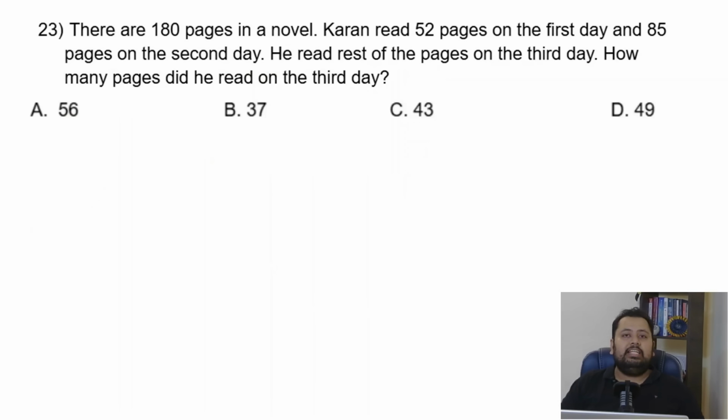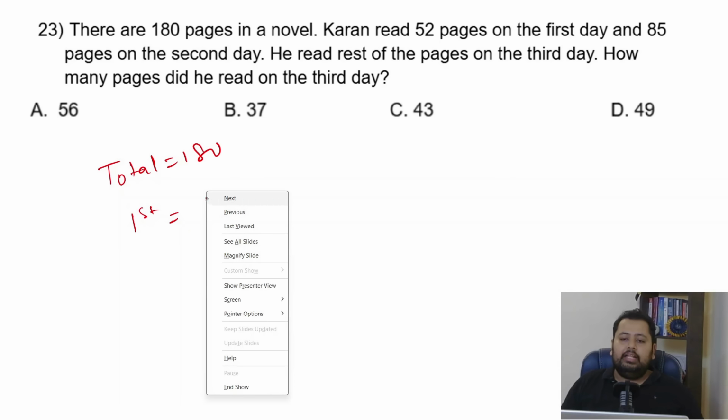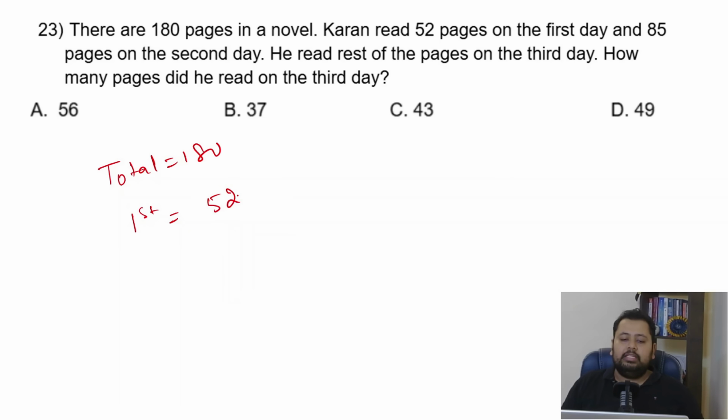Now let's go to question number 23. There are 180 pages in a novel. Karan read 52 pages on the first day and 85 pages on the second day. He read the rest of the pages on the third day. How many pages did he read on the third day? Very simple. Total pages we know is 180. On the first day he reads 52 pages.